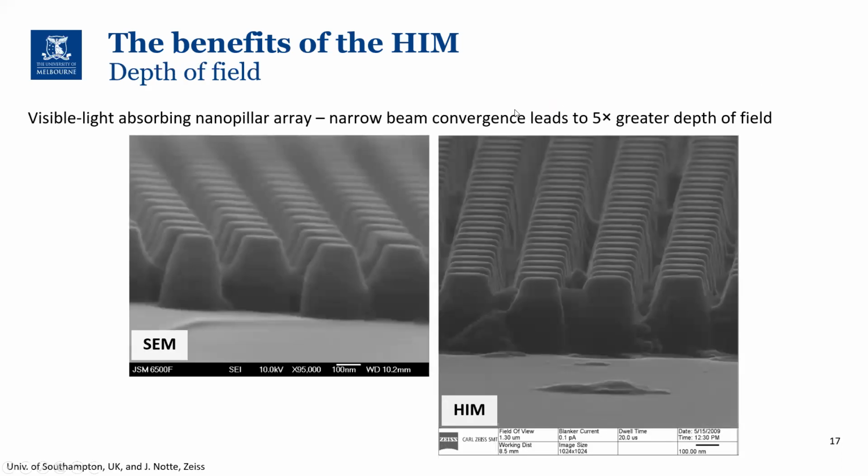Depth of field is another big difference between the helium ion and SEM, and this is due to that incredibly collimated beam. These are a light absorbing nanopillar array, and in the SEM image you can see it goes out of focus quite quickly. The helium ion stays in focus for longer. It has greater depth of field.